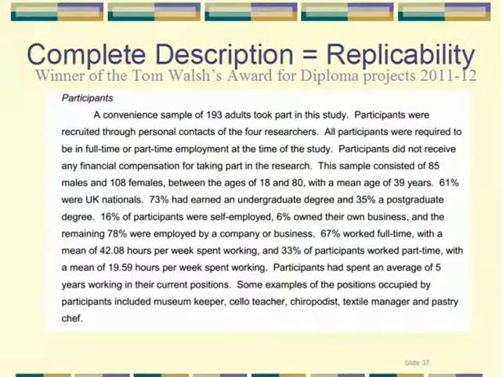All participants were required to be in full-time or part-time employment at the time of the study. Inclusion criteria: participants did not receive any financial compensation. Now, this participant section is a bit of a combination of participants and procedure, which is appropriate in correlational studies. The sample consisted of 85 males and 108 females, but when you see how much more information is provided, this is fundamental for replicating the study.